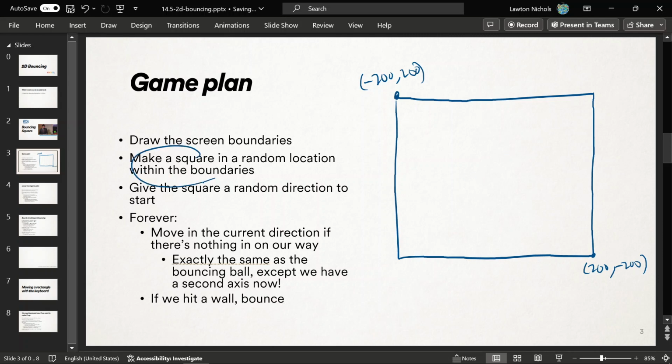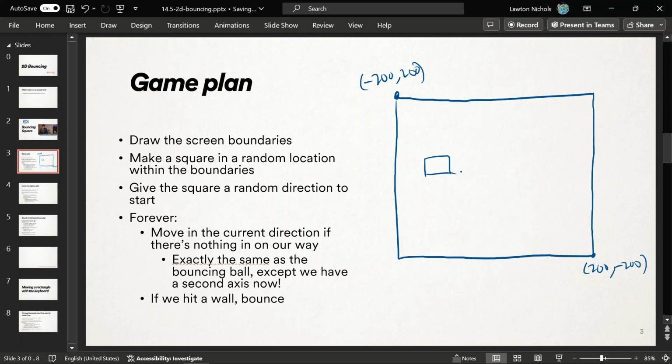And then we make a square. We're going to make the turtle a square and put it in a random location within those boundaries. So just set x and y somewhere between negative 200 and positive 200 for each coordinate. Same, because it's a square, it's inside of it. And then, so it's here now, it's random. And then give it a random direction.